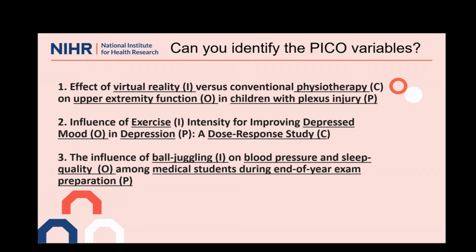So the next study type is ball juggling, looking at reducing blood pressure for medical students. So we've got the PICO there. So the intervention is juggling.